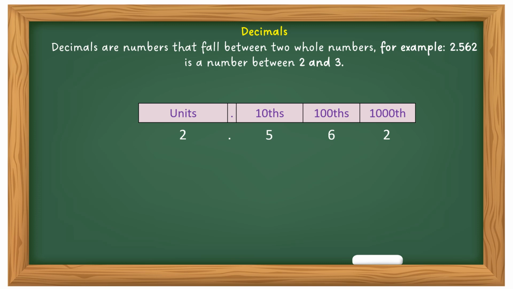Now let's look at decimals. Decimals are numbers that fall between two whole numbers. For example, the number 2.562 is a number between 2 and 3.